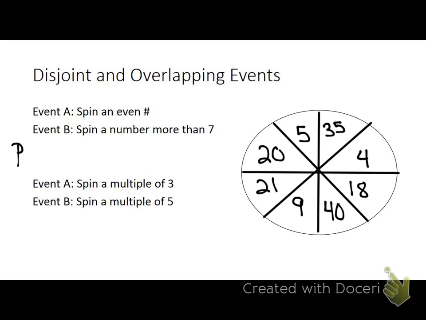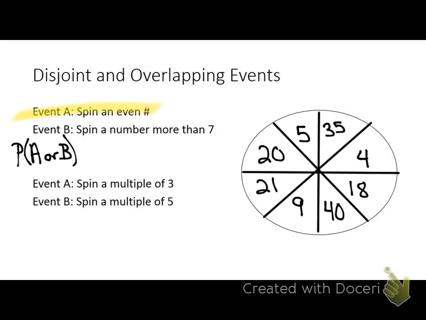All right, now you're going to see a scenario of disjoint and overlapping events. You have to tell me the probability that A or B will occur. Not both, but one or the other. So is it disjoint or overlapping, and calculate the probability. Your answer can be a fraction or a percentage, either one. All right, so probability of A or B.